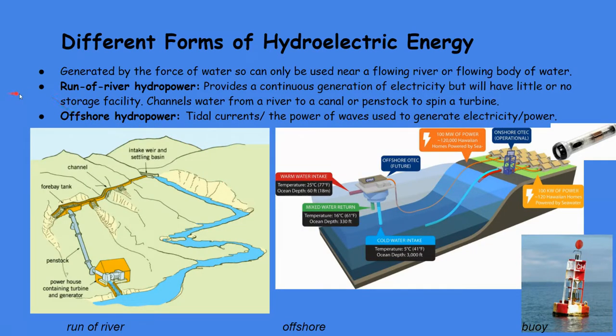There are different types of hydroelectric energy. Going back to the dam, it's generated by the force of water, so it can only be used near a flowing river or a flowing body of water.